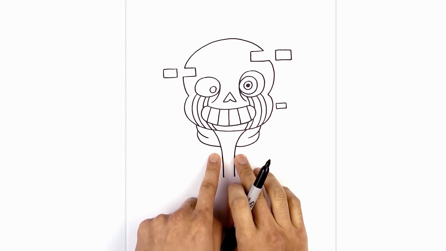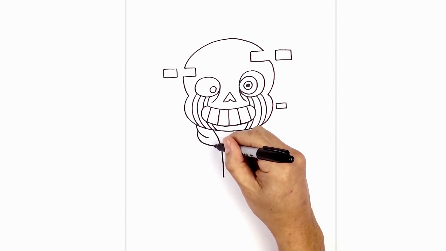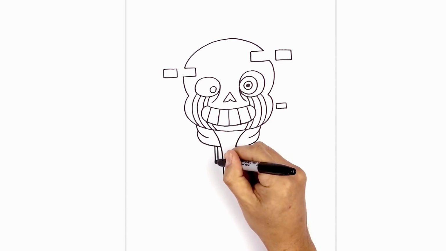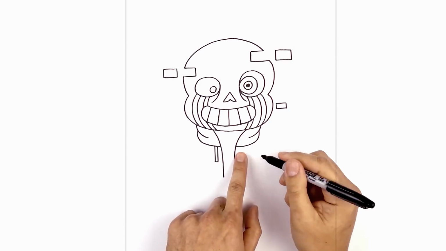Let's add 2 drawstrings coming down. So on the left side here, we're going to draw 2 straight vertical lines. And down, and we'll close off the end with a straight line. We're going to do the same thing on the right.